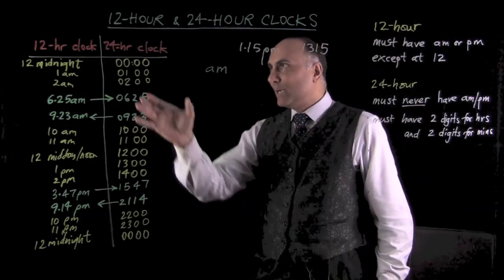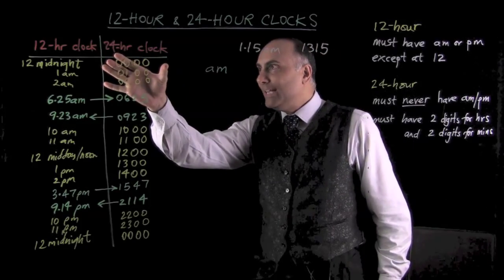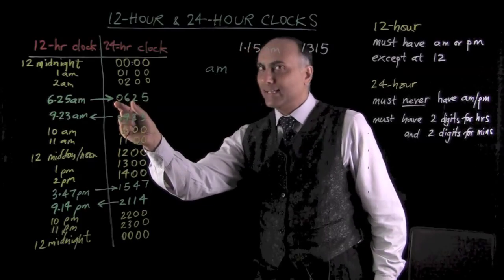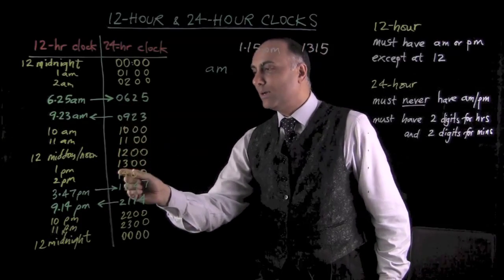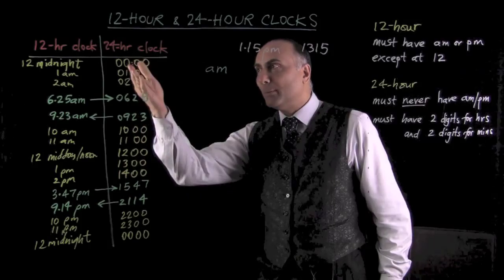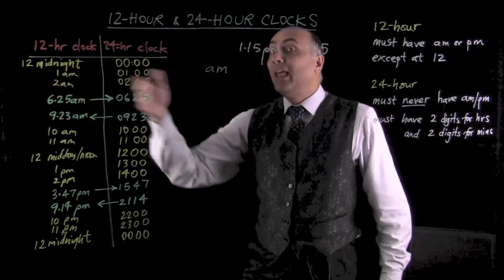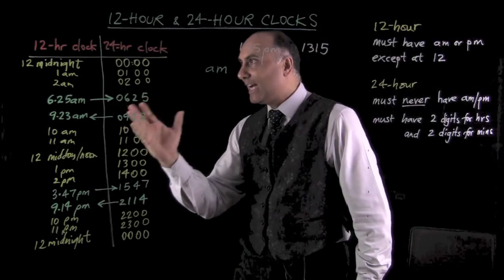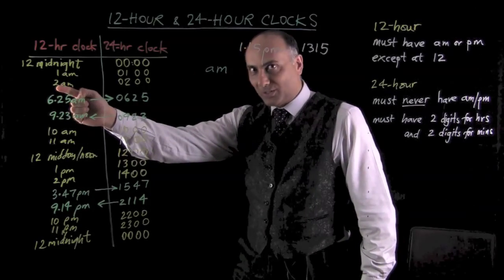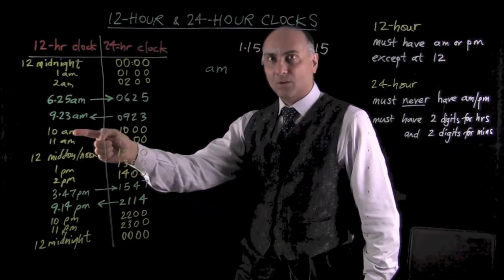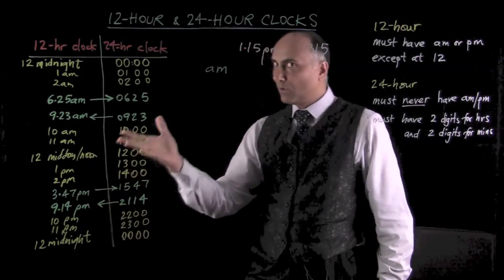The reason is because on the 24-hour clock, each hour only occurs once in the day. There's only one 0600. There's only one 1300. There's no repetition of a time. Whereas in the 12-hour clock, there is repetition of every single time. There are two 2 o'clocks. There's a 2 o'clock here and a 2 o'clock here. There are two 10 o'clocks. There's a 10 o'clock here and a 10 o'clock here.